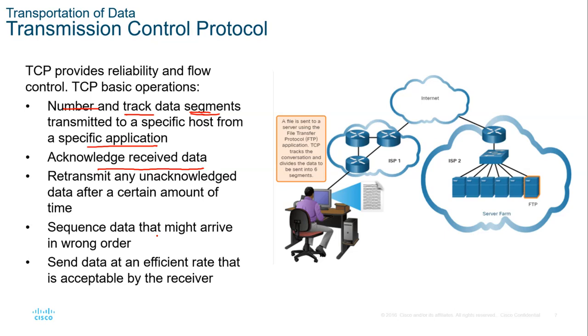It sequences data that might arrive in the wrong order, that is, rearranging. Because these segments are numbered 1, 2, 3, 4, if they reach the other side as 4, 1, then 3, out of order, they are sequenced or rearranged. It also sends data at an efficient rate.